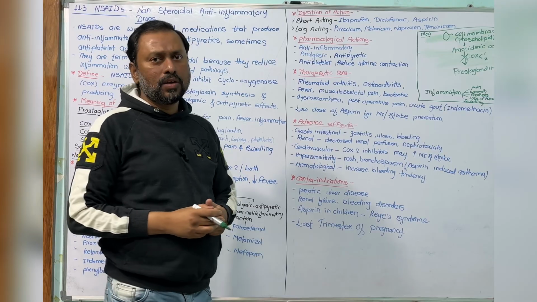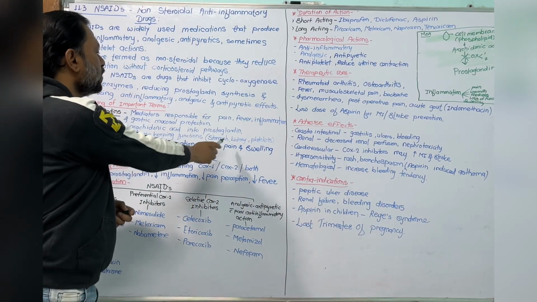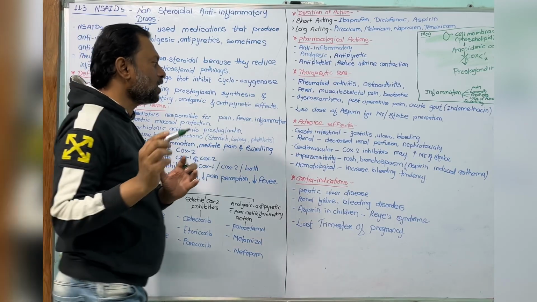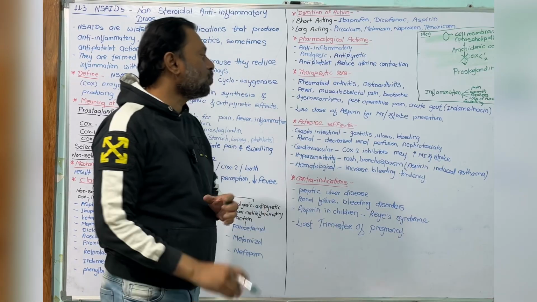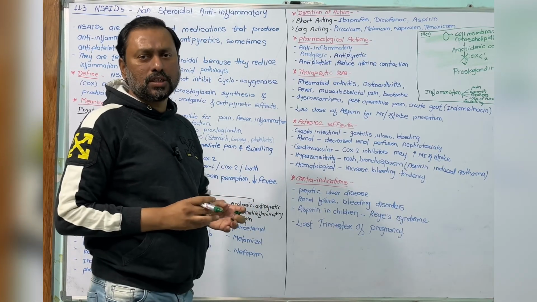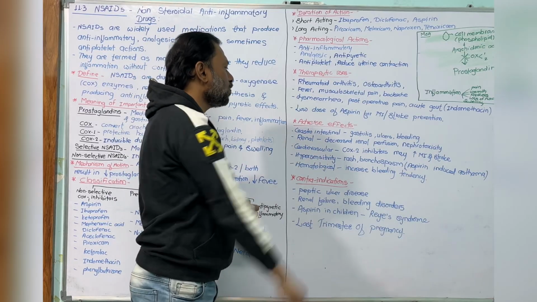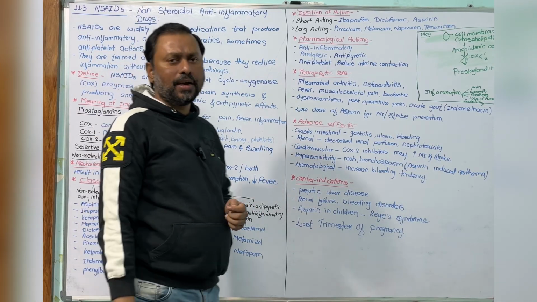Next one, renal. Just now I told you COX-1 has a protective housekeeping function, and the kidney is also protected by it. Here also, renal perfusion decreases and nephrotoxicity occurs due to the NSAIDs. Next one is cardiovascular. The COX-2 inhibitors may carry chances of MI and strokes.